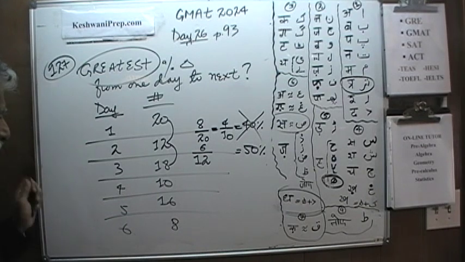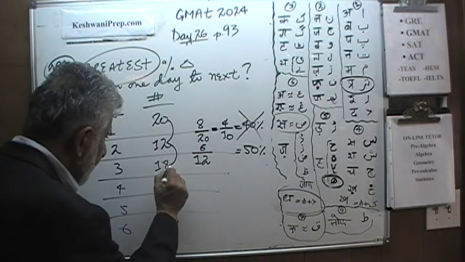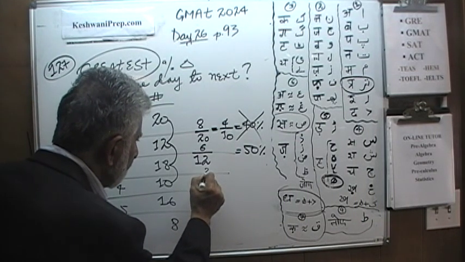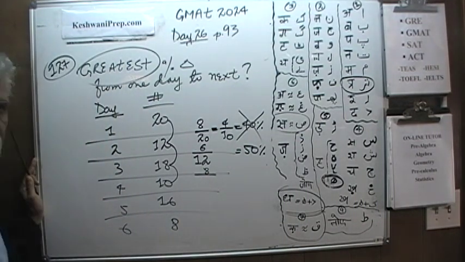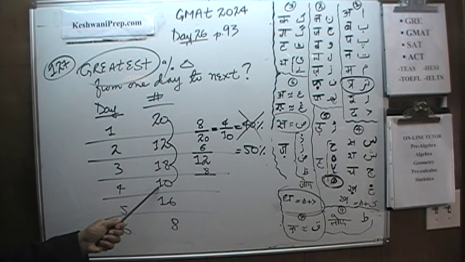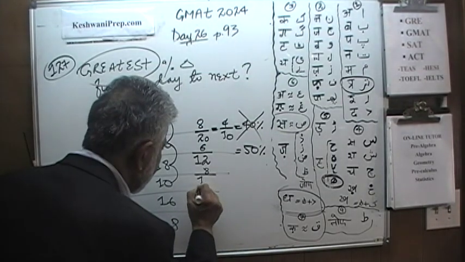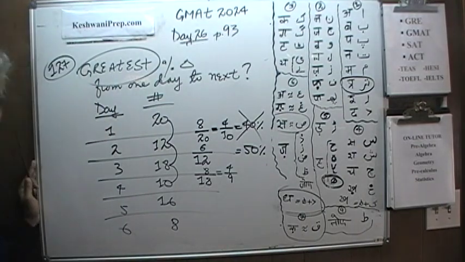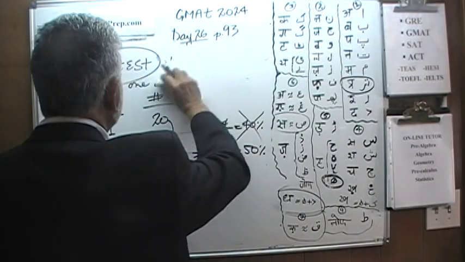Let's carry on. As we go from day number 3 to day number 4, we have a change of 8. We have a change of 8 compared to what? From 18 to 10, that's a drop of 8, compared to 18, which is the same as 4 over 9. 4 over 9, and this is where we have to pause a little bit. I'm going to do it on top here.